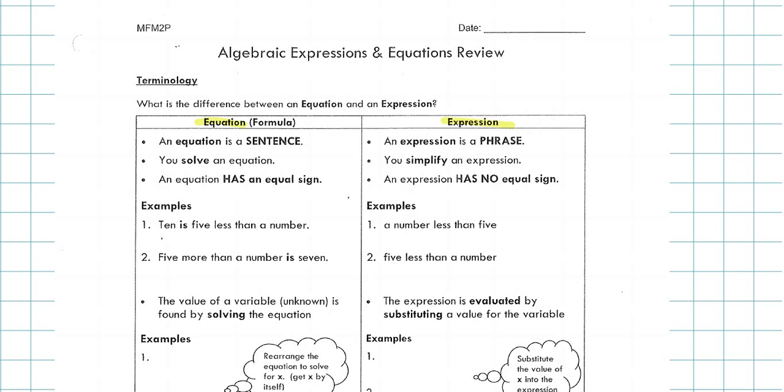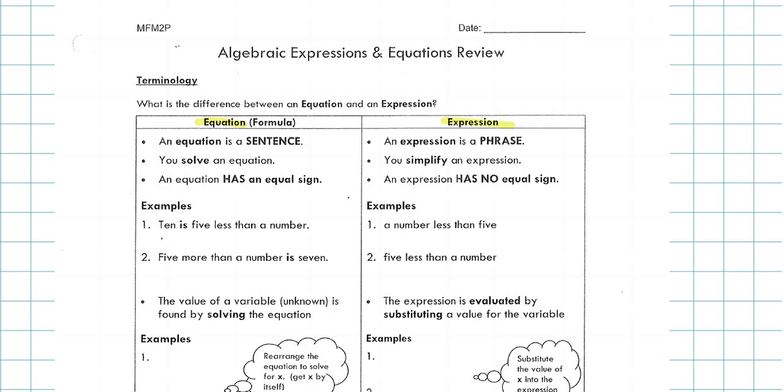So an expression, if I'm going to look at it as an English sentence or as an English word, is a phrase, okay? So an expression is a phrase. However, an equation is similar to a sentence, okay? So there's a difference between the two.